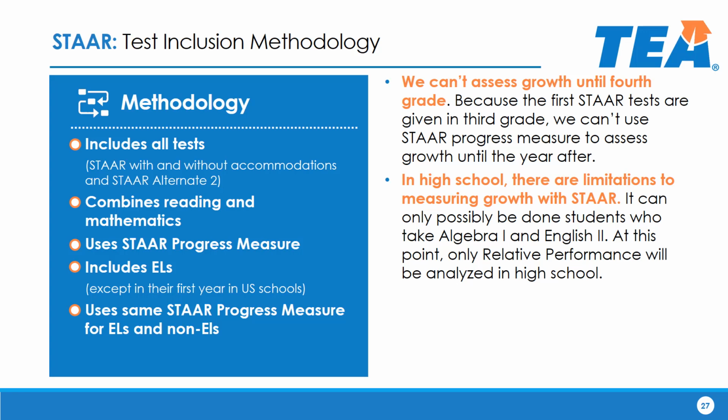The subjects included are reading and mathematics, and we combine the tests. We don't report them separately. Part A takes into account the STAAR progress measure. That's the same one that we've been using for several years, except this year it's the same STAAR progress measure both for English learners and non-English learners. So we are no longer using the ELL progress measure in accountability. And this is new this year.